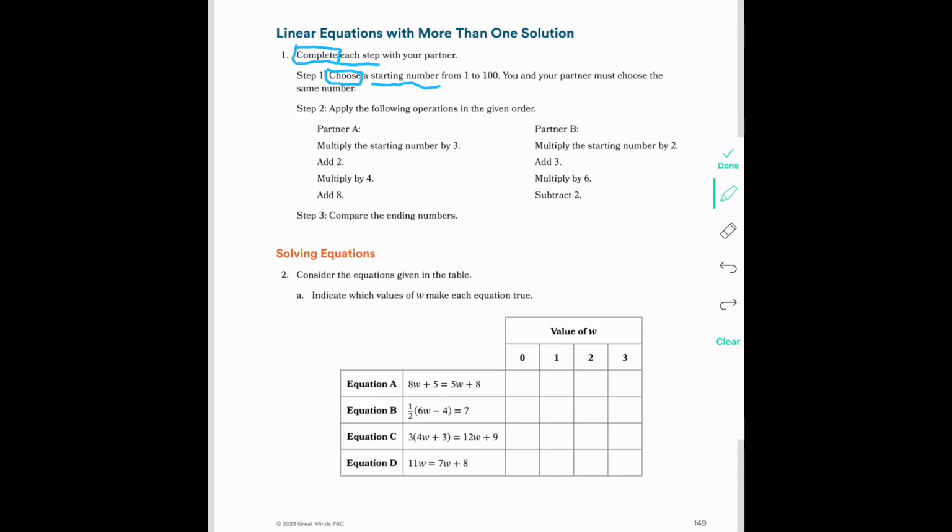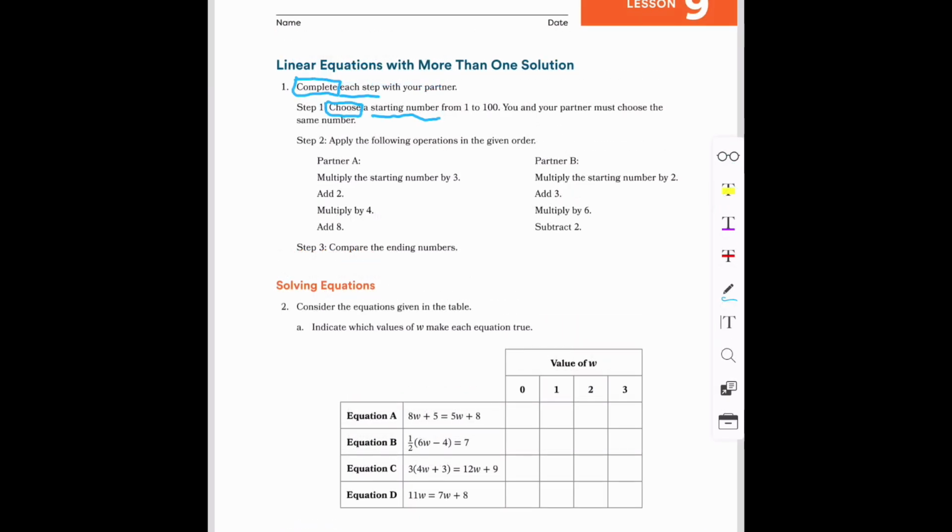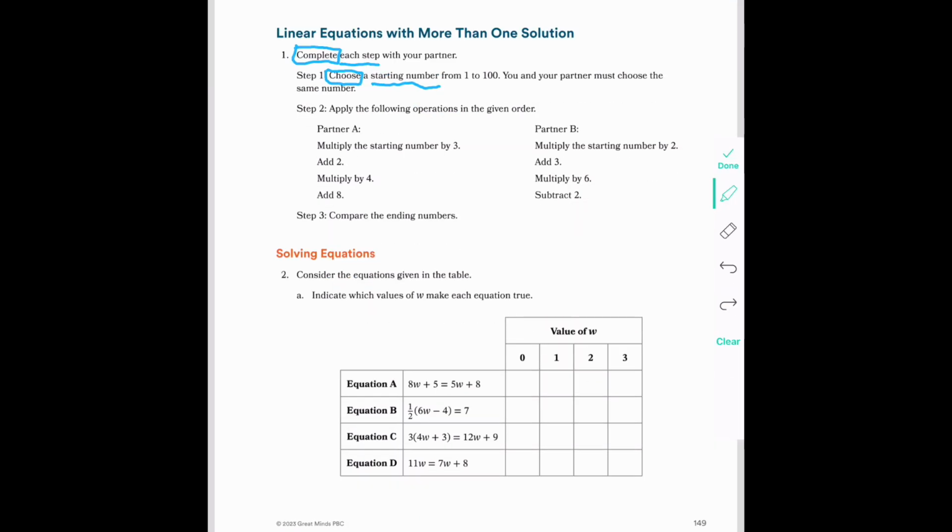All right, so now that y'all have chosen the number, please write your number in the corner. The number that I'm going to pick is the number 3. Then I need y'all to follow step 2, which says apply the following operations in the given order. Whoever's partner A is going to take y'all's chosen number and follow partner A's directions. Whoever's partner B is going to take y'all's chosen number and follow partner B's directions.